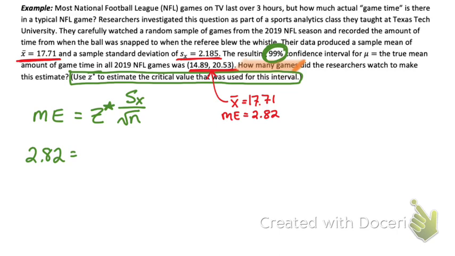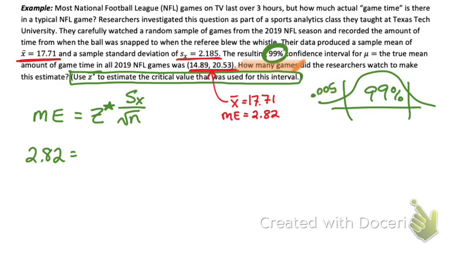Does anyone remember how to do it if you don't know it? So we go 99% in the middle. So we have an area here of 0.005 because it's half a percent, right? So we would do inverse norm of area 0.005, mean 0, standard deviation 1, because it's a Z, because we have to use Z since we can't use T, because we don't know N. So what is the Z star critical value? Let's do three decimal places. 2.576, perfect.